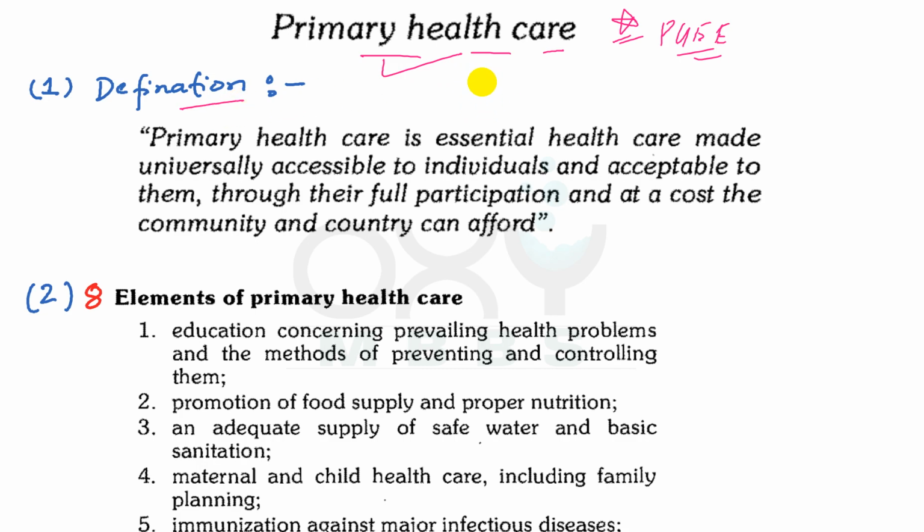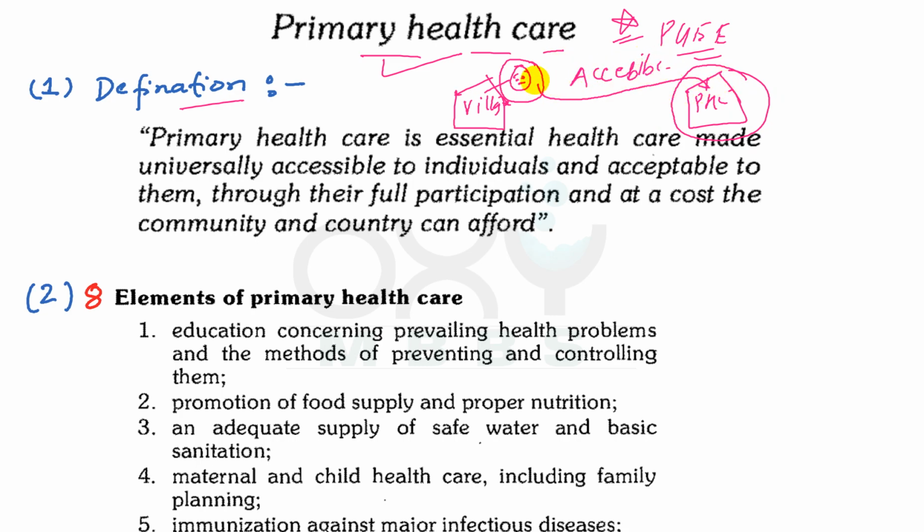So primary health care, first let's suppose this is the village, and in the village this is the individual, and this is the primary health center. Now this individual is ill, so first this patient will go to this primary health center. Now this primary health center must be easily accessible by the individual.